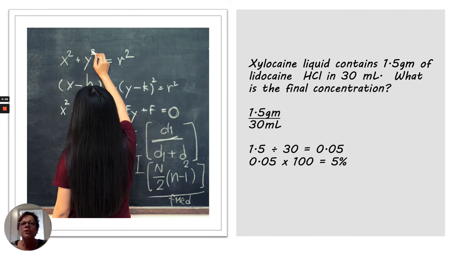For concentration problems, if you have Xylocaine liquid that contains 1.5 grams of lidocaine hydrochloride in 30 milliliters, what is the final concentration? So you put 1.5 grams over 30 milliliters, you divide 1.5 by 30, you get 0.05, multiply that by 100 to give you 5%. So that's the final concentration of lidocaine in 30 milliliters.